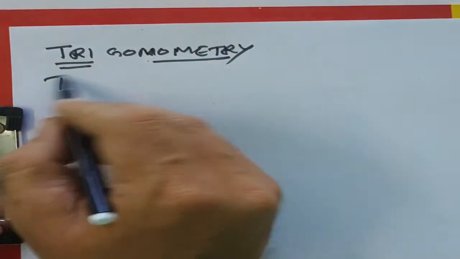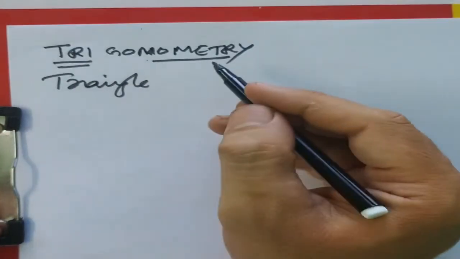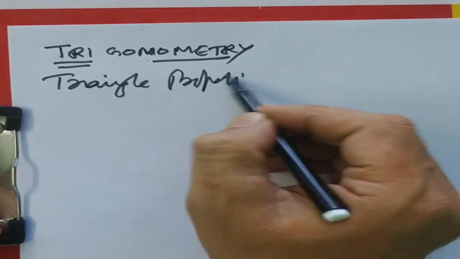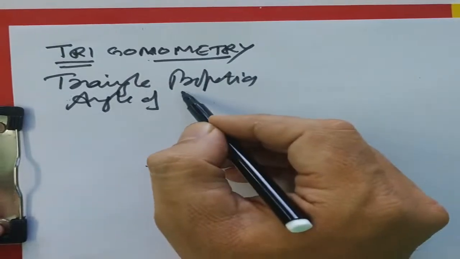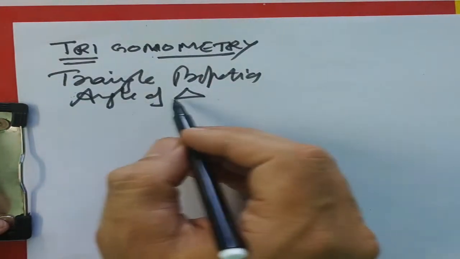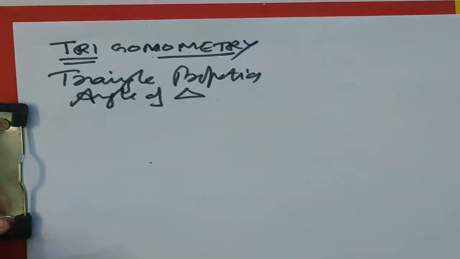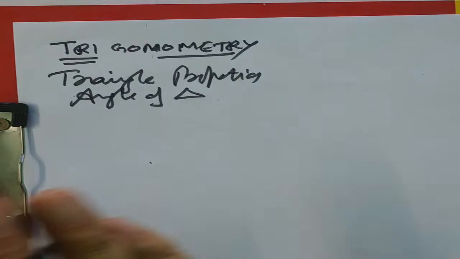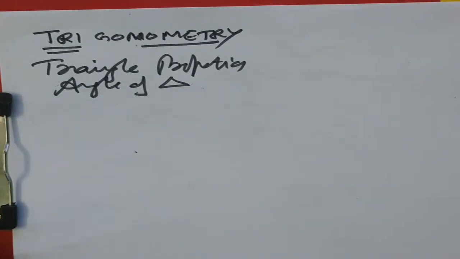You have done triangle and its properties. You have done triangle property as the angle sum property of triangle. In a triangle there are three angles and there are three sides. So you studied triangle in two ways, either with the angle or with the side. So in trigonometry, we find relation between the side of the triangle and the angle of the triangle.